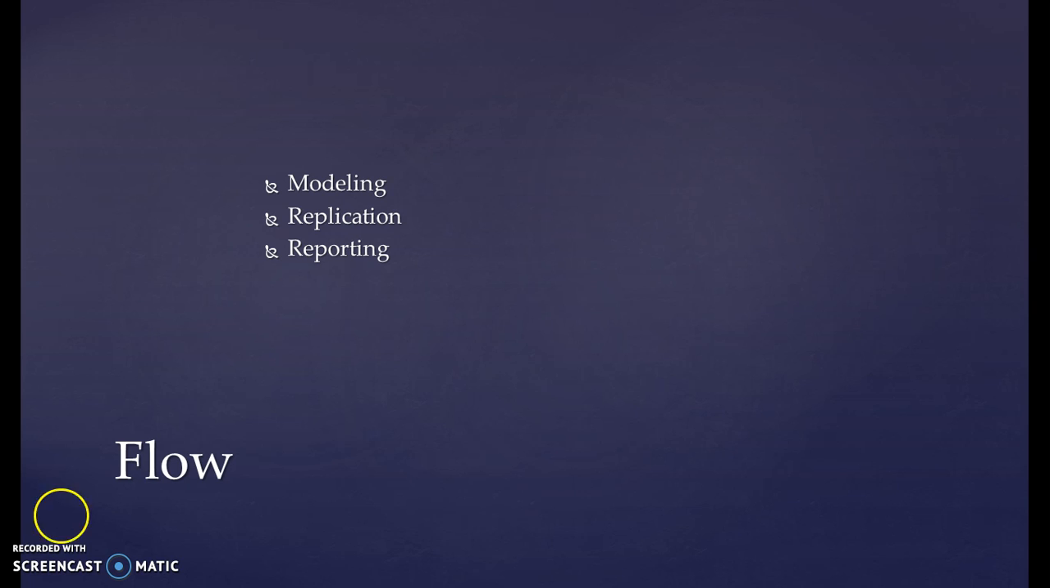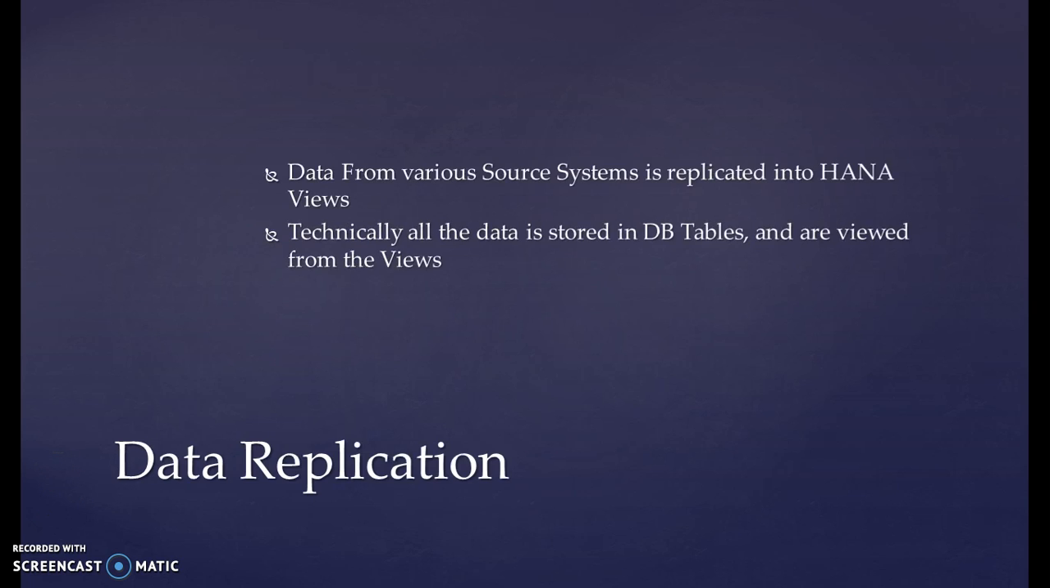So for this process to happen, we have the data coming from various source systems. Initially we'll load the data from some flat files, like Excel sheets and something like that. Then we will also replicate the data from the ECC system, and then we'll load the data into the HANA system. So technically all the data is stored in database tables and is viewed from the views.